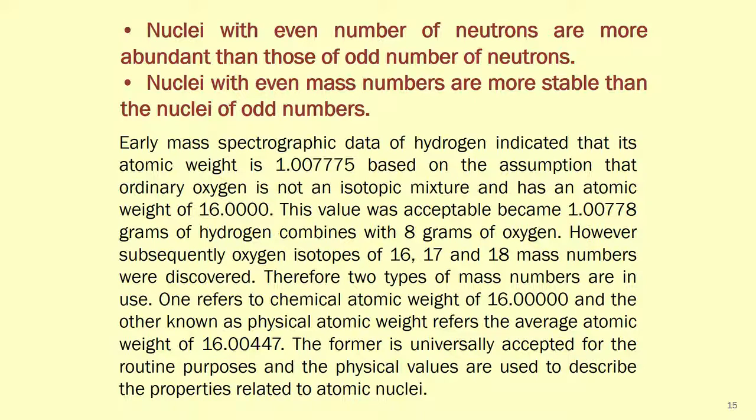That means if you want to compare the weight of any element, you take oxygen as the standard. The average atomic weight is 16, provided oxygen doesn't have any isotopes. This value was acceptable, and if you take this value, then the weight of one hydrogen atom is approximately 1.00778. That means now you imagine 1 gram of hydrogen will combine with 8 grams of oxygen, and the oxygen isotopes, there are 3, with mass numbers 16, 17 and 18, they are already there.